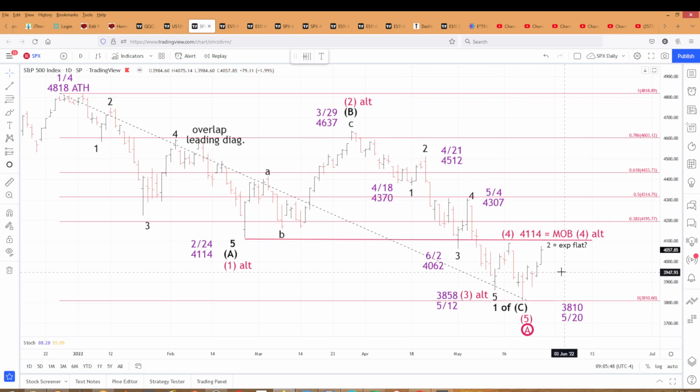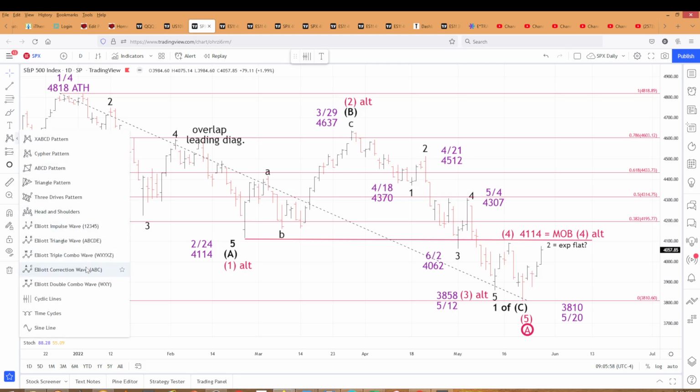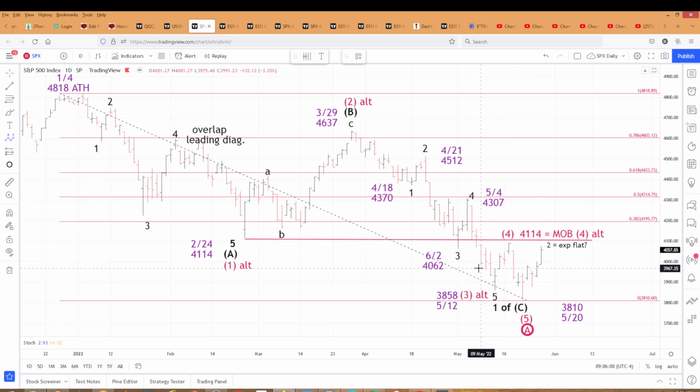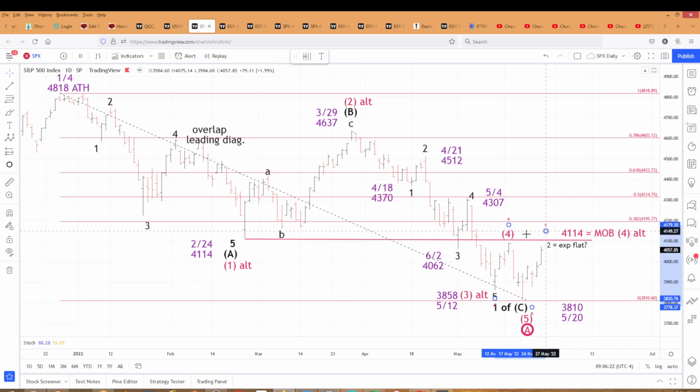We've got 5. The other possibility is this is an expanded flat. Let me just put that in there for you guys. We'll get an A, B, C up here. So that's completed, 5 waves down, right? So this would be A up, B down, and C up. Expanded flat. We've got A there. B goes below the start of A, which is there. Then C goes above A, so anything over there.